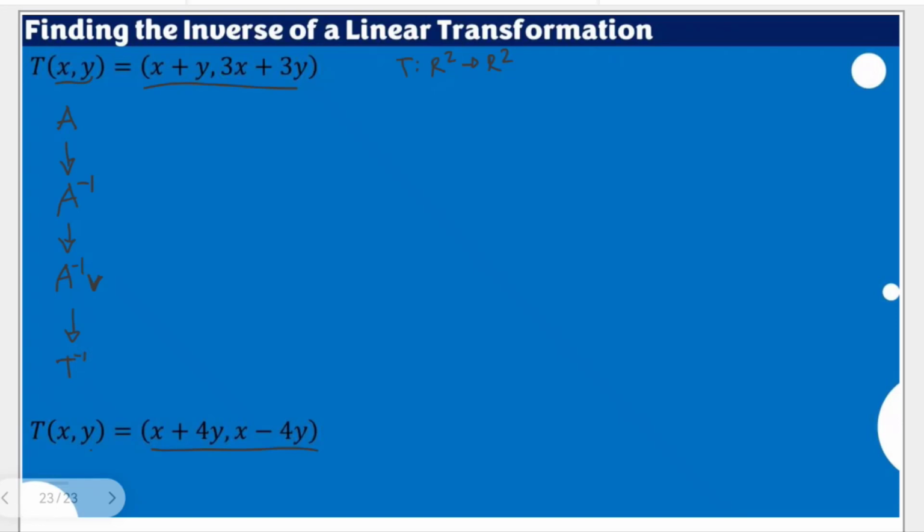Okay, so to start with, let's come up with the standard matrix of our given transformation. You have here x and y, so all the coefficients of x will be in one column and y will be the second column. Our first entry here is x plus y. So you have here 1x plus 1y. That's your first row. And we have here 3x plus 3y. So 3 and 3.